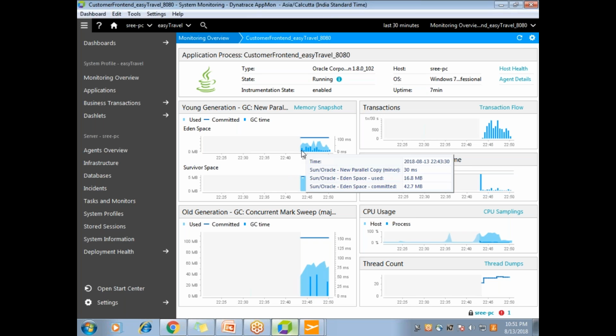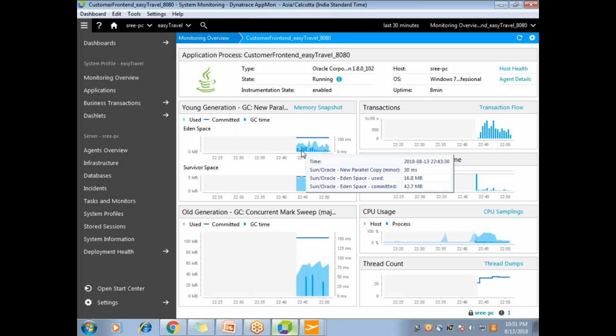You can see the time over here, it is saying 30 milliseconds. At that point of time, whenever I have hovered, you look at it. The GC time over here is 30 milliseconds, and the used space is 16 MB. The overall committed space is 42.7 MB. Of all the RAM, let's say the RAM memory that I have is 16 GB. Out of this 16 GB, certain GB will be allocated to the heap memory, and in that certain MB will be allocated to the Eden space, and looks like 42.7 MB is allocated to the Eden space.